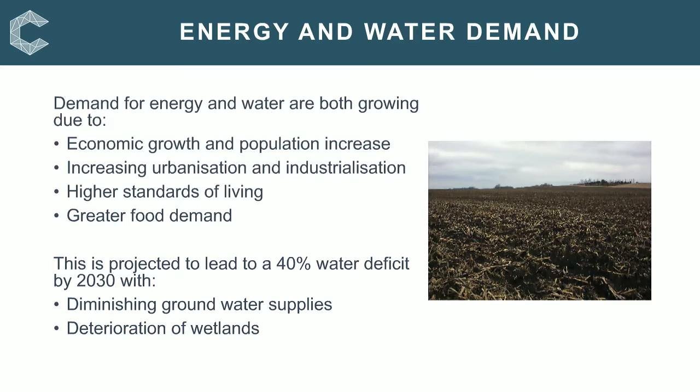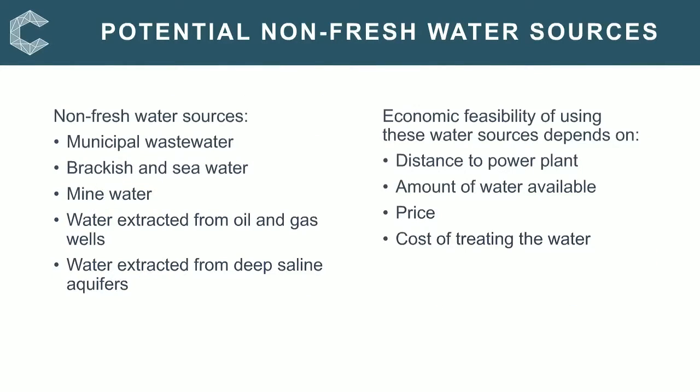So, what can power plant operators do to reduce their dependence on fresh water? They can look for alternative non-fresh sources, which I've listed here. Most power plants on the coast are already using seawater for cooling purposes. But the economic feasibility of using these water sources will largely depend on the distance to the power plant, the amount of water available, its price, and the cost of treating it.